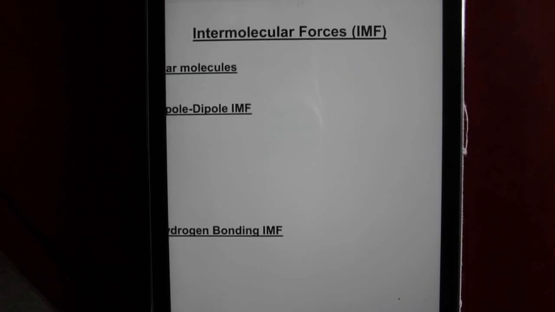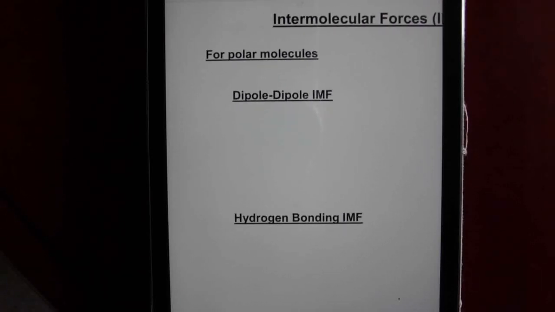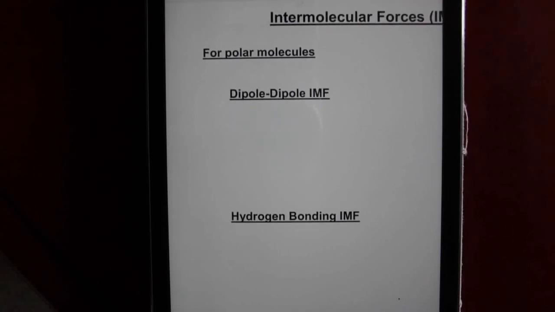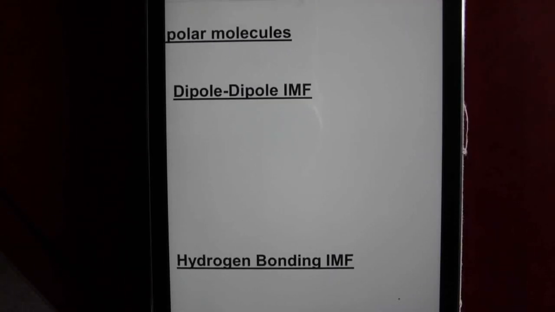So let's start with our intermolecular forces, and we're going to start by saying what happens if it is a polar molecule. So now you've already answered that question. You've said it is a polar molecule, so it's going to be either one of these two. It's either going to be a dipole-dipole intermolecular force or a hydrogen bond intermolecular force. So let's start by saying what is a dipole-dipole intermolecular force.